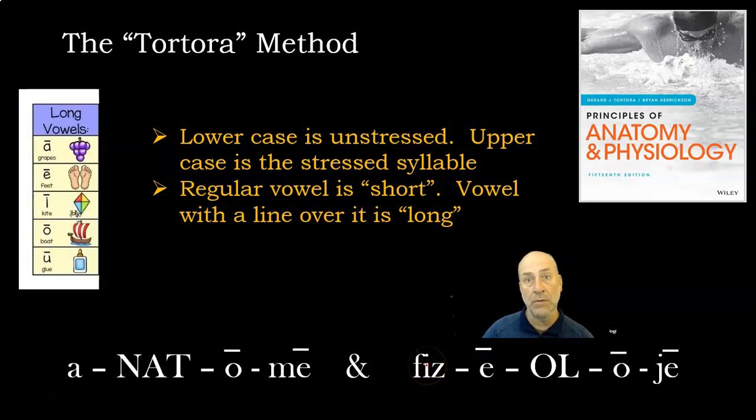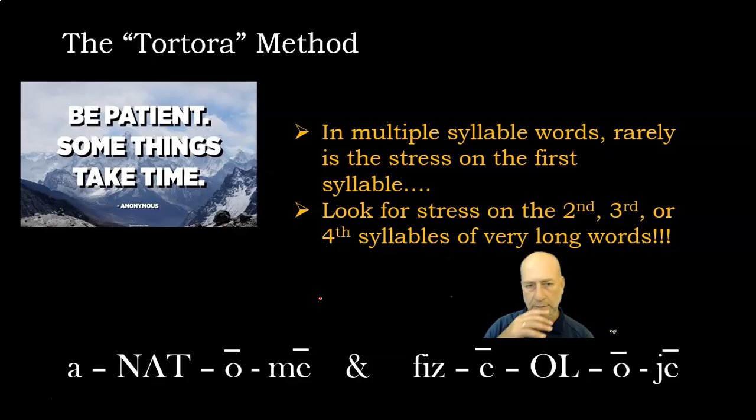This is an I, or a short I, because it doesn't have a line over it. This is an E. This is not an O. It's an aw, because it's a short without a line. This is an O, and that's an E. So nat, o, me, phys, e, all, o, g. All right. So a couple simple rules, pretty straightforward for vowels.